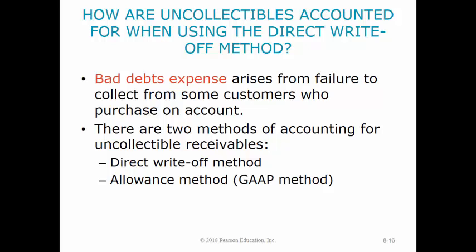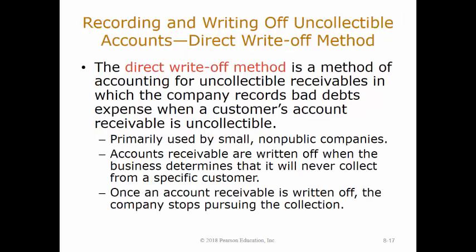There are two methods of accounting for uncollectible receivables and recording the related bad debts expense: direct write-off method and allowance method. The direct write-off method of accounting for uncollectible receivables is primarily used by small non-public companies. Under the direct write-off method, accounts receivable are written off and bad debts expense is recorded when the business determines that it will never collect from a specific customer.